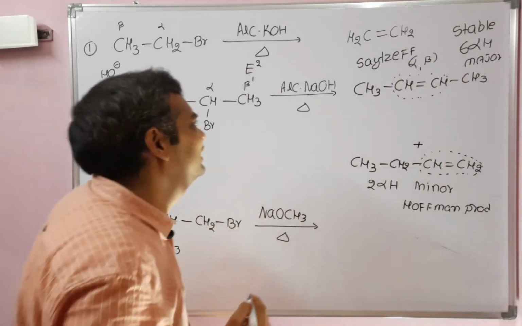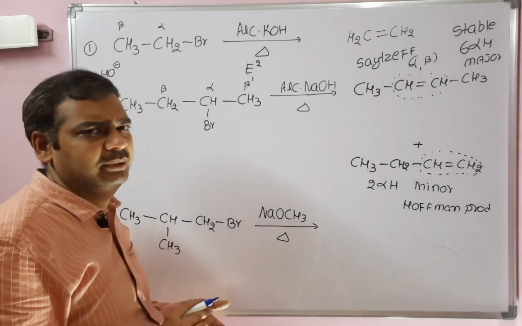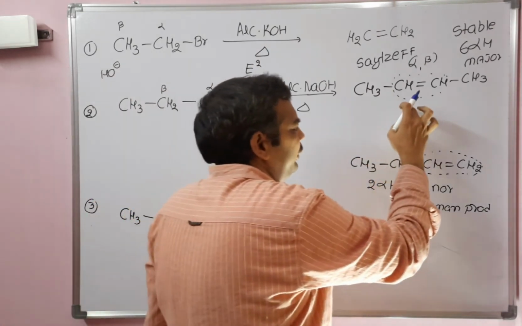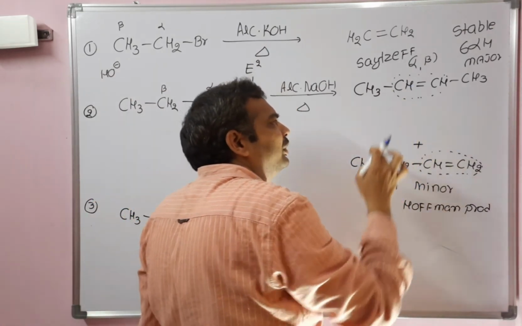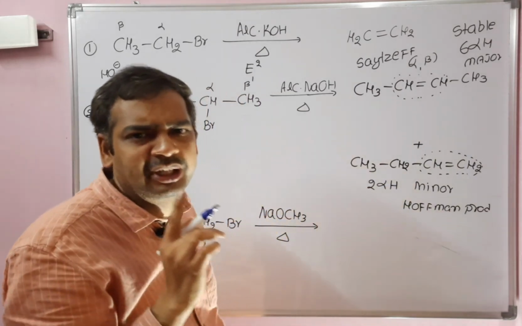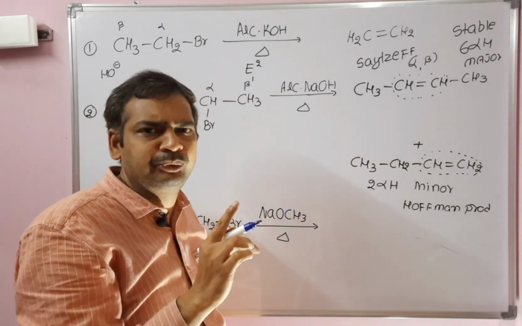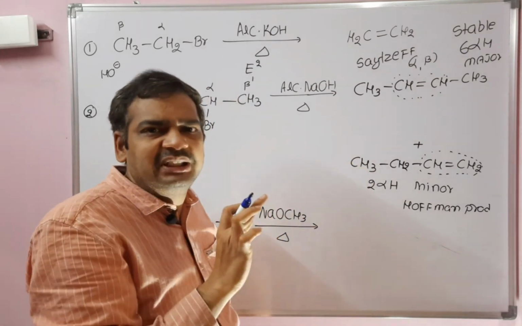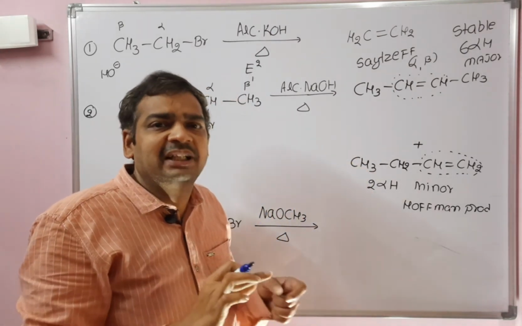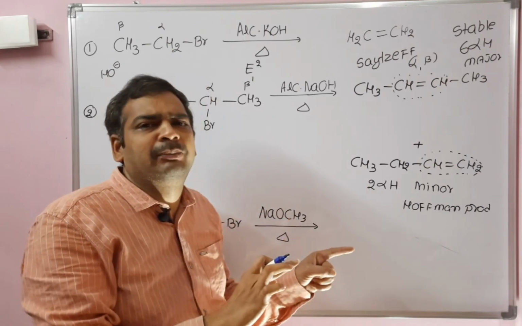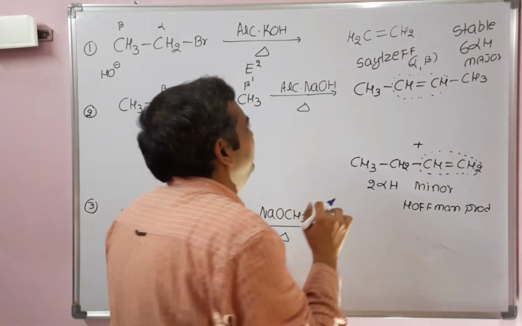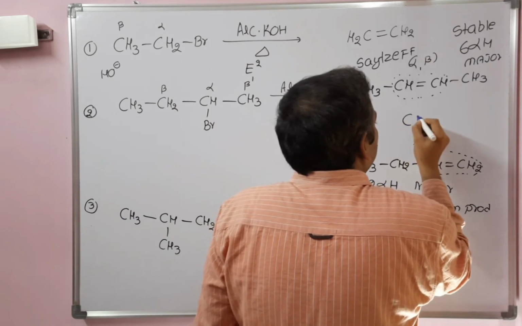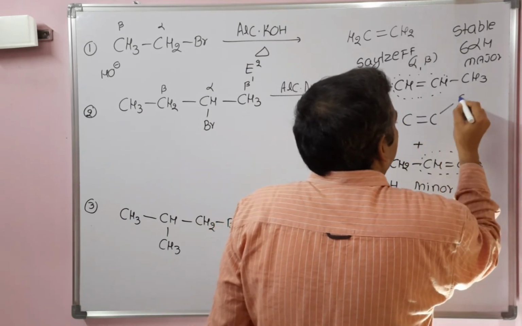Since the reaction is at high temperature, this is 2-butene, 1-butene. 2-butene has two geometrical isomers, cis-2-butene and trans-2-butene. At high temperature, the cis isomer does not exist. Cis isomers will exist only at low temperature. Since we are running at high temperature, only the trans isomer is possible here.